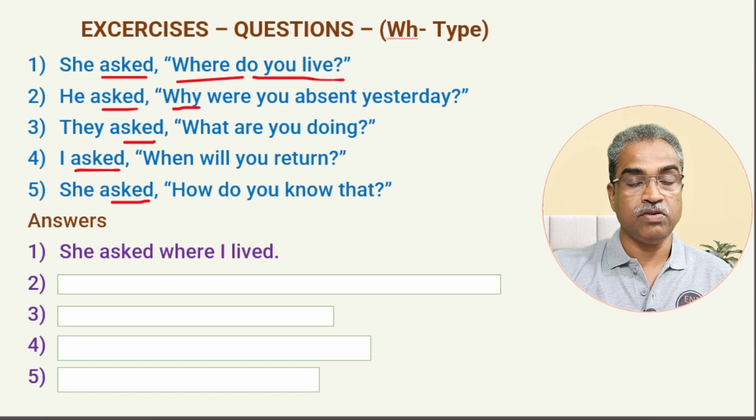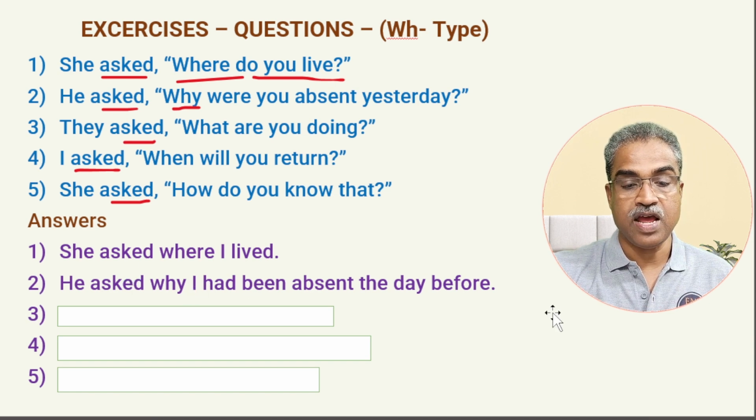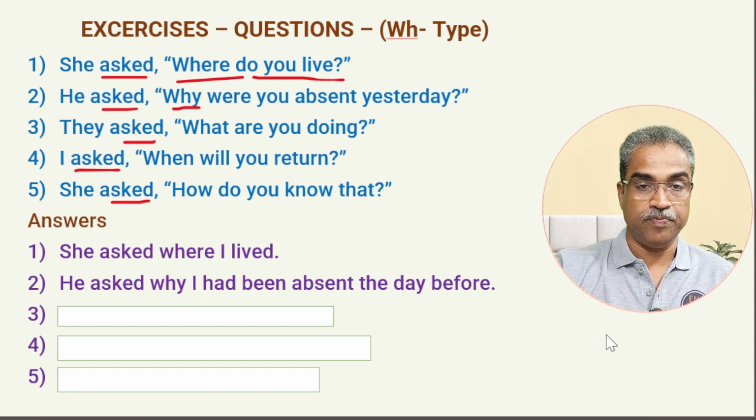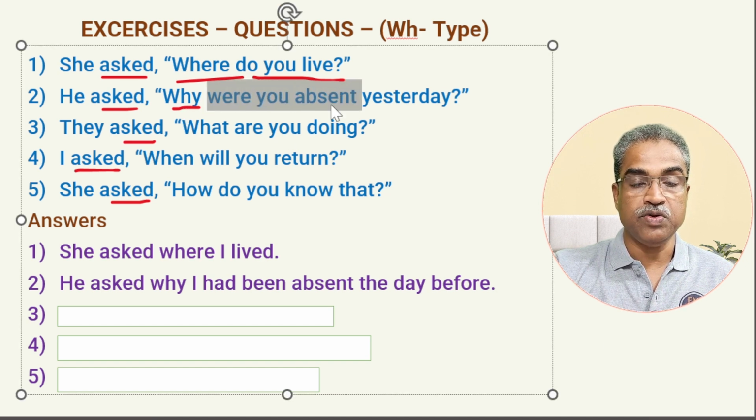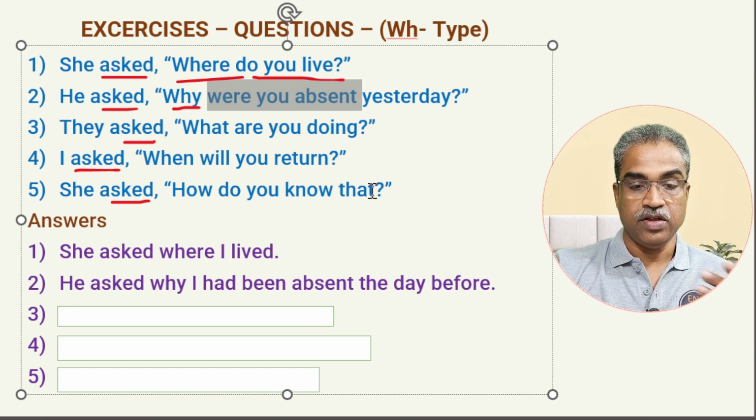Why were you absent? This is past tense. Simple past changes into past perfect. So it would be why I had been absent the day before. Okay. Why were you absent? Were you absent is simple past. Simple past changes into past perfect. So he asked why I had been absent the day before.